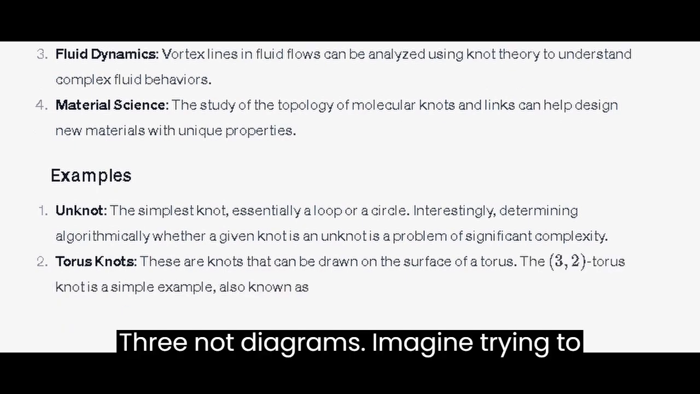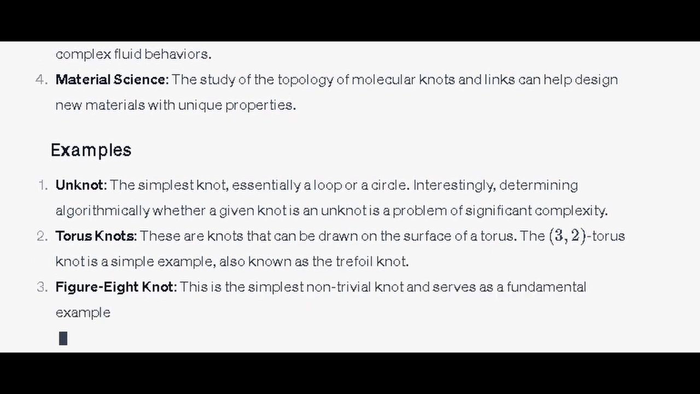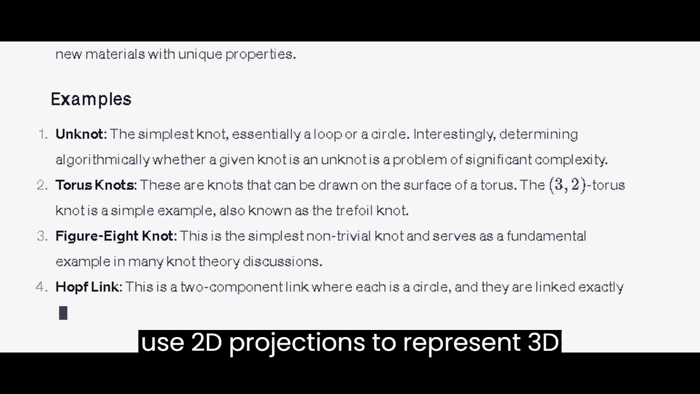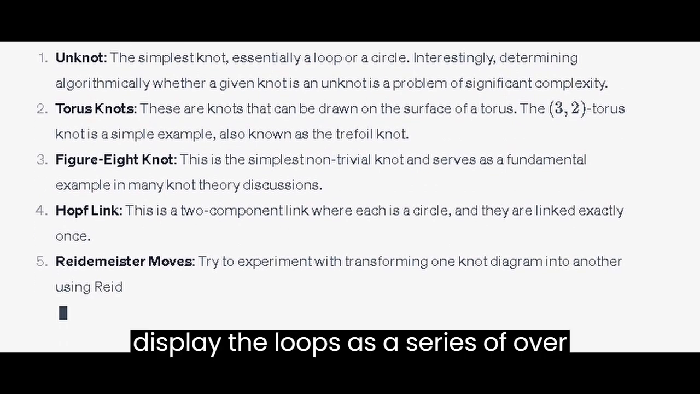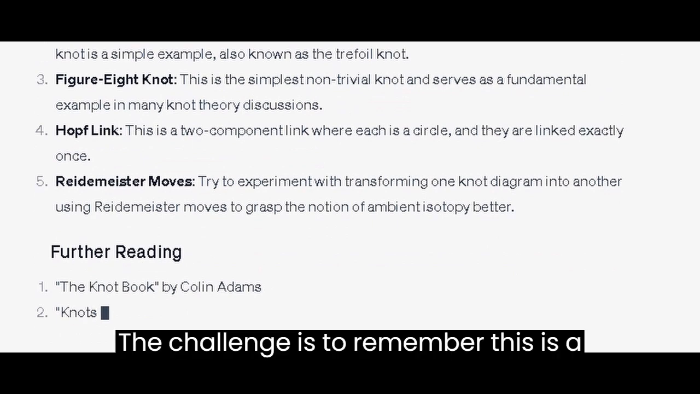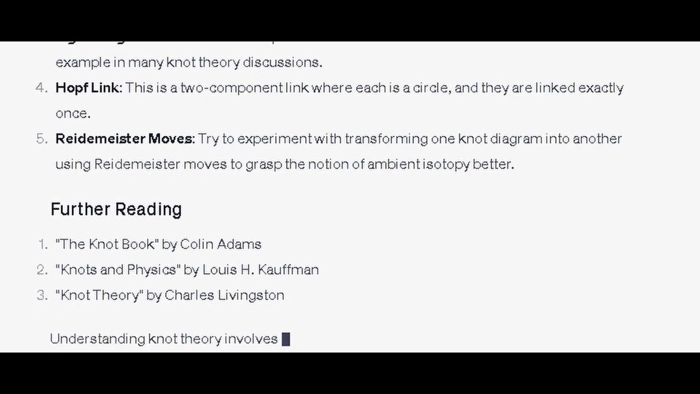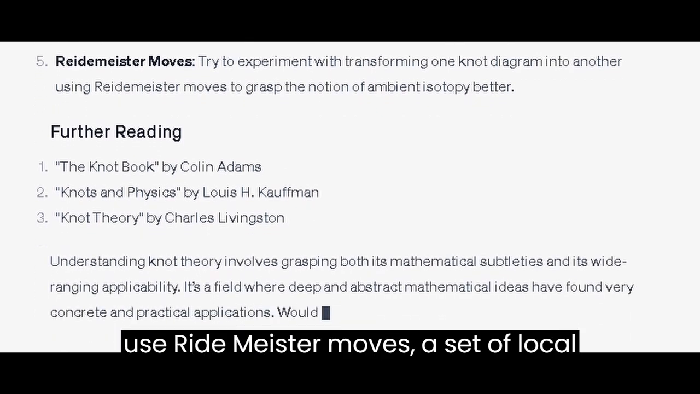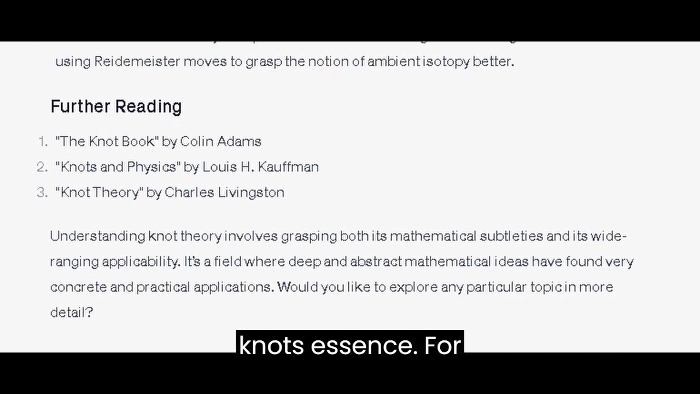3. Knot diagrams. Imagine trying to explain your dance moves on paper. Knot theorists do something similar. They use 2D projections to represent 3D knots. These diagrams display the loops as a series of overcrossings and undercrossings. The challenge is to remember, this is a mere shadow of a 3D object. To navigate these shadows, mathematicians use Reidemeister moves, a set of local diagram transformations that preserve the knot's essence.